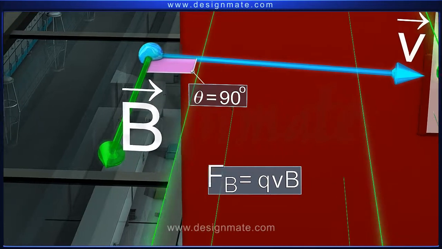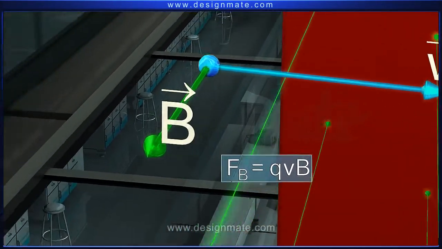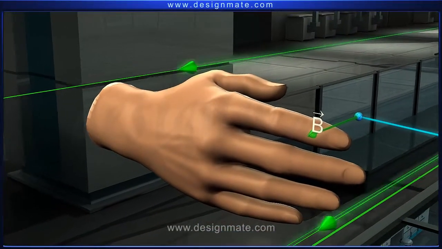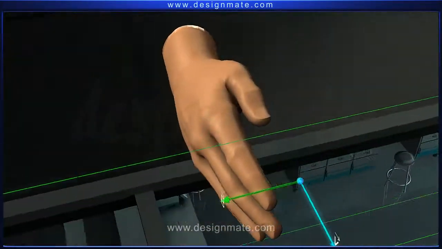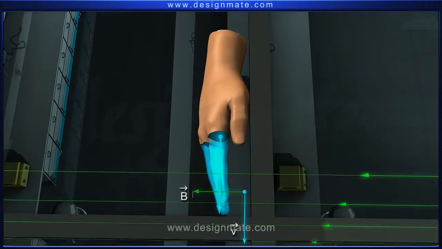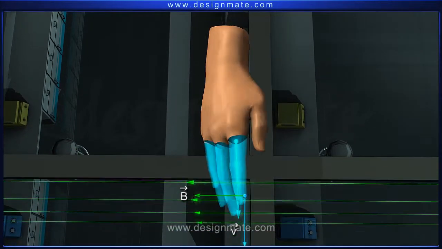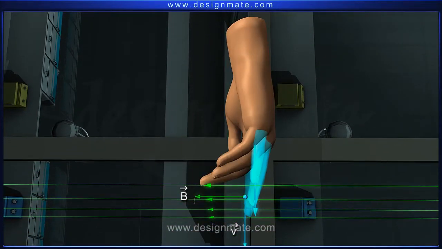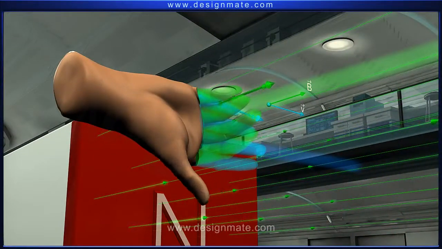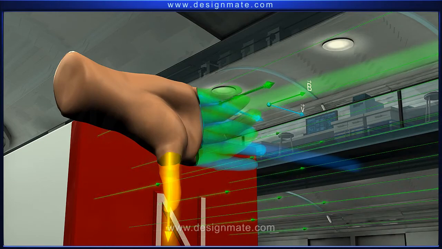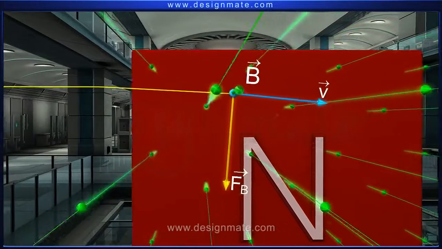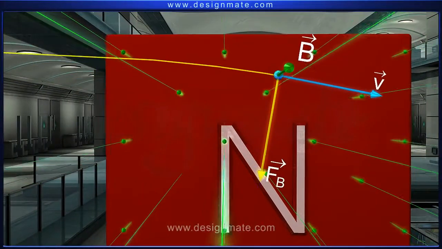To find the direction of Fb on the positive charge, we use the right-hand rule of cross product of vectors. Orient your right hand in such a manner that your outstretched fingers point in the direction of velocity vector v, and when you bend them, they point in the direction of magnetic field vector b. Then your outstretched thumb will point in the direction of magnetic force vector Fb. It is this force that changes the path of the charge in the magnetic field.